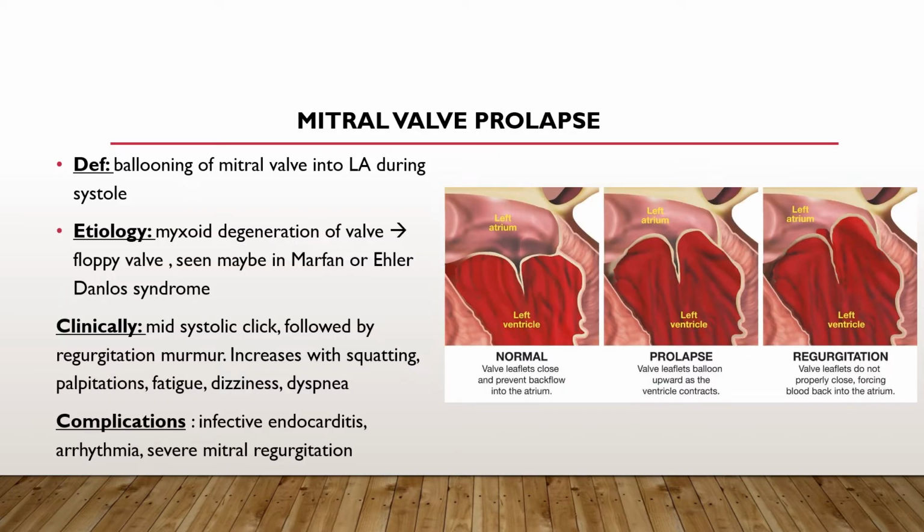Mitral valve prolapse is when there is ballooning of the mitral valve into the left atrium during systole, and it's usually caused by myxoid degeneration of the valve, and this causes a very floppy valve, causing ballooning. This is typically seen in two important conditions, Marfan's and Ehlers-Danlos syndrome. Clinically, you will hear a mid-systolic click and a regurgitation murmur, which increases with squatting. Patients typically suffer from palpitations, fatigue, dyspnea, and dizziness. Complications of mitral valve prolapse are infective endocarditis, arrhythmias, and severe mitral regurgitation.